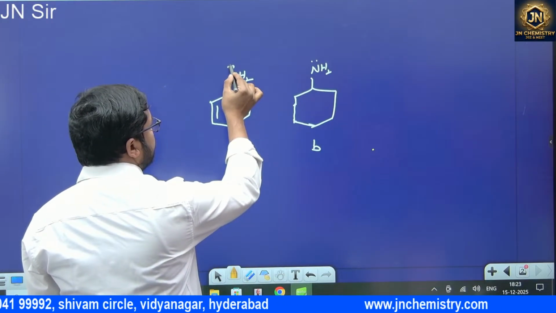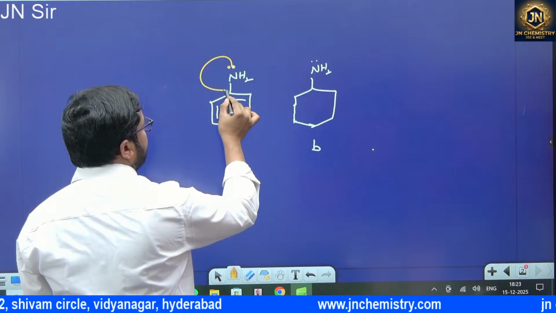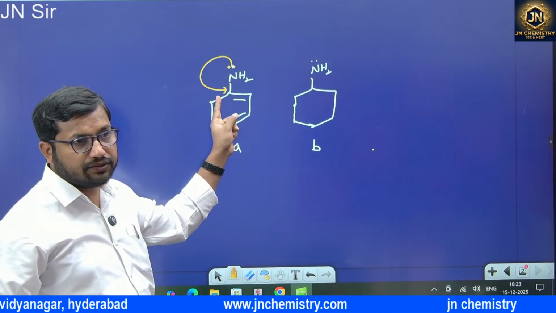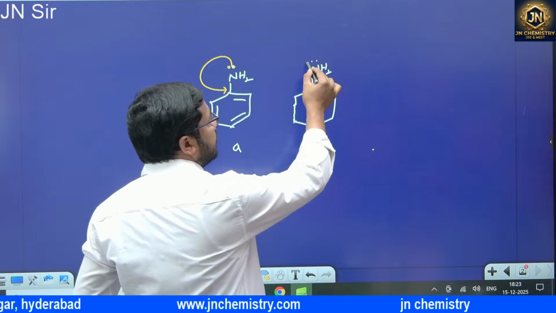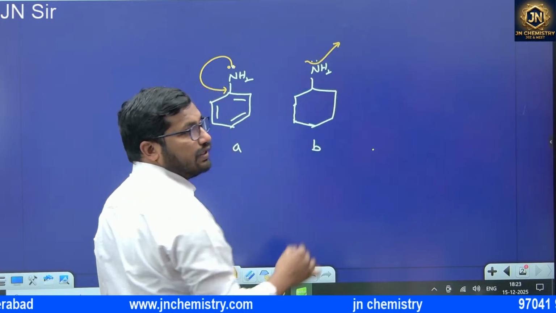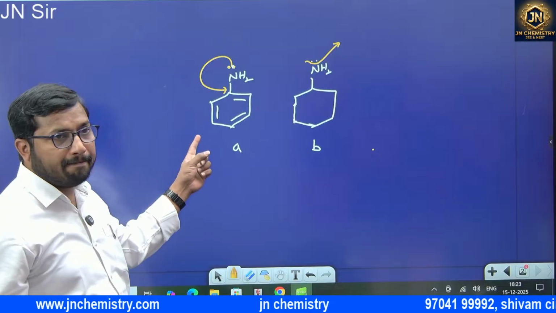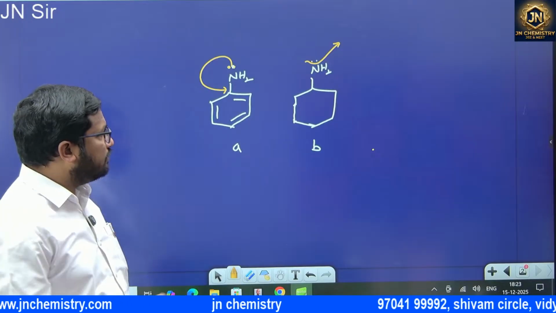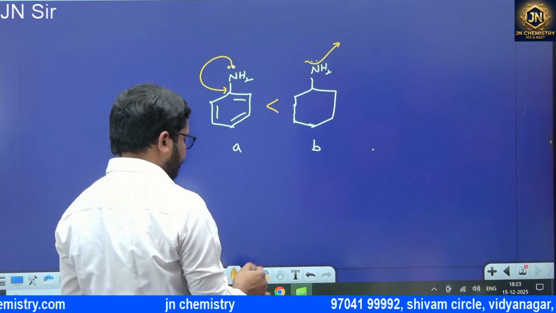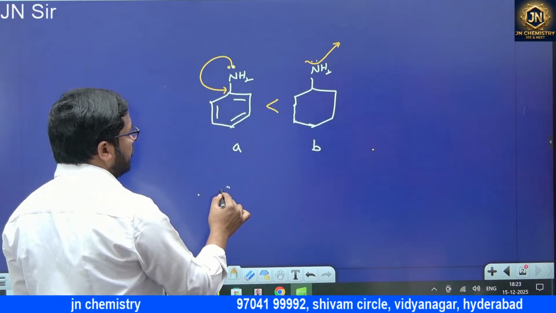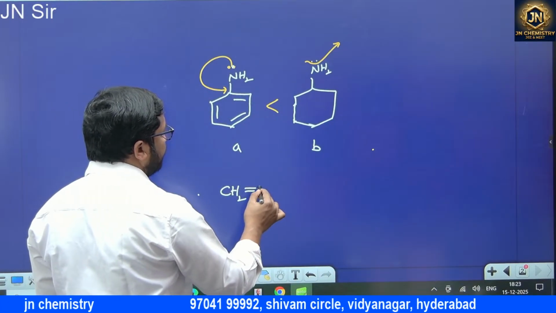See, in this case this lone pair is participating in the resonance. Whereas if there is no resonance, it is free. When the electrons are free, it is ready to donate. That is the reason B is more basic than A. Clear, everyone? Because of resonance, those electrons are not available.